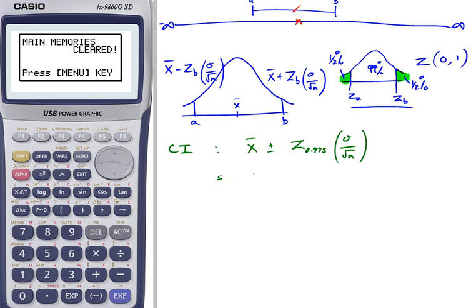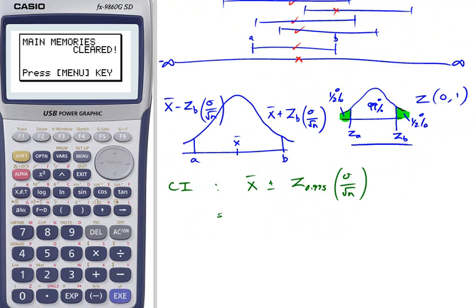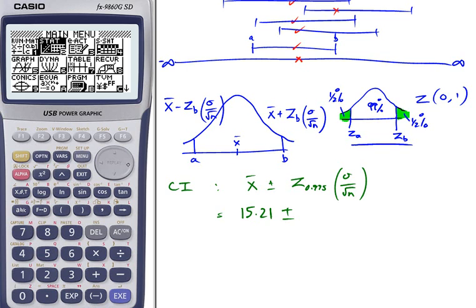And in this case, it's going to be x bar, which doesn't need to be repeated again. It's going to be 15.21 plus or minus the z figure. Now, to calculate that, we need to go to our calculator and use it as tables.